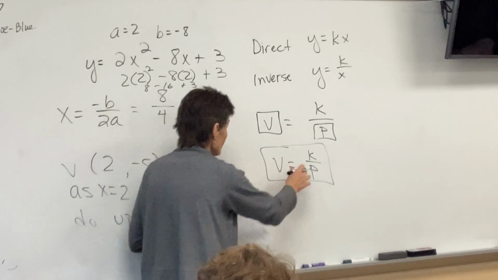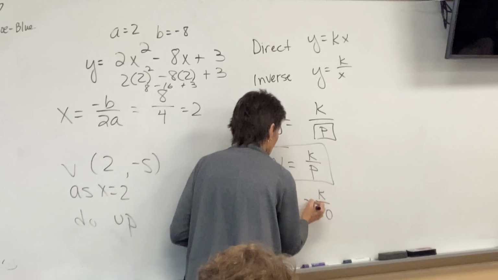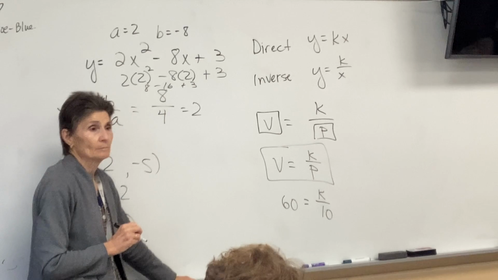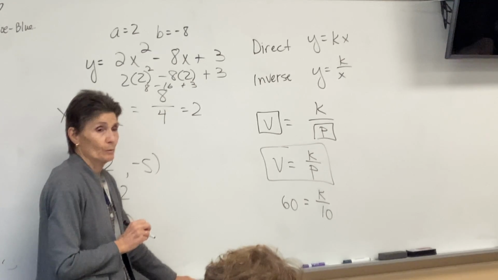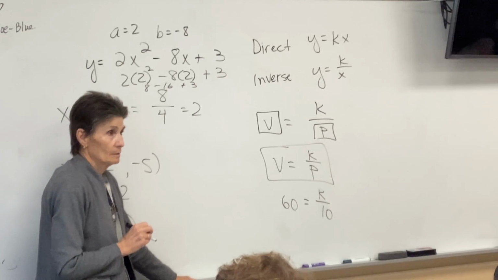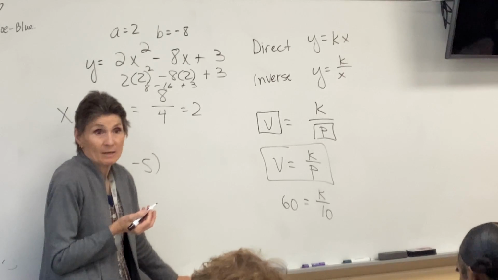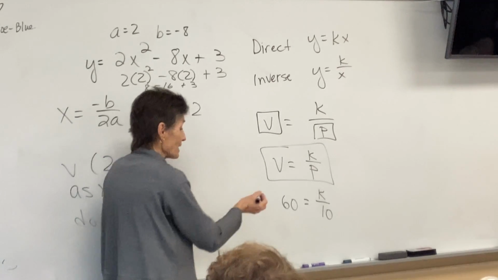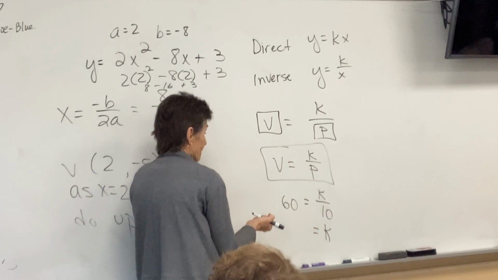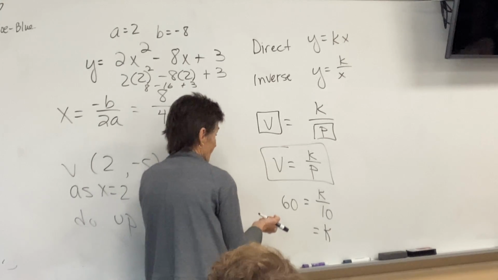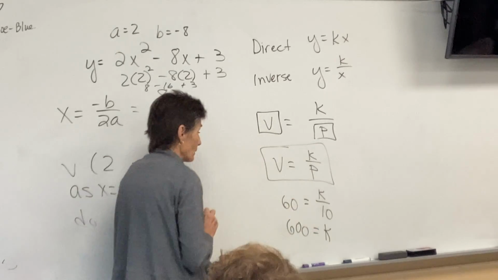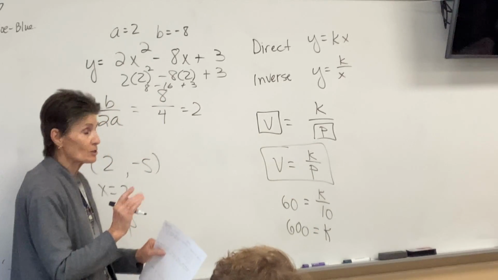When pressure is 10, volume is 60. So what did I just do? I plugged in the 2 numbers they gave me, right? For P and V. Now that's solvable. What does this tell me K equals? What does K equal?